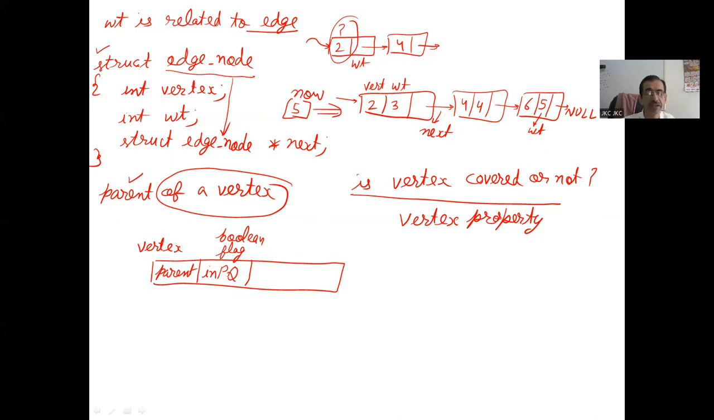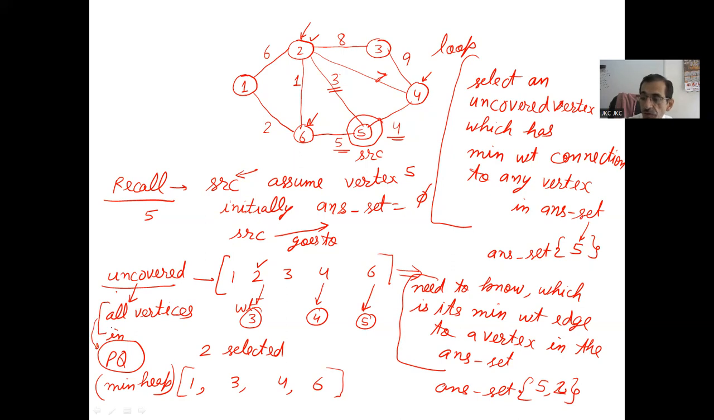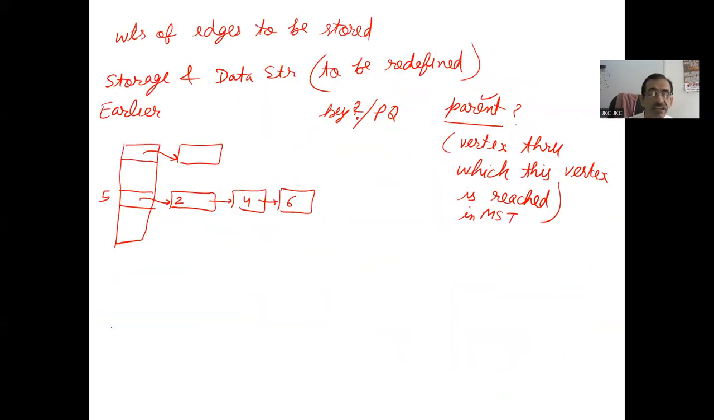So the flag will tell whether it is uncovered. In the priority queue will mean it is currently uncovered. So what we earlier said, that this is my uncovered set, I will say all these vertices will remain in a priority queue, which is of course a min heap or min priority queue. So it is a min PQ. These all vertices will reside in the PQ.